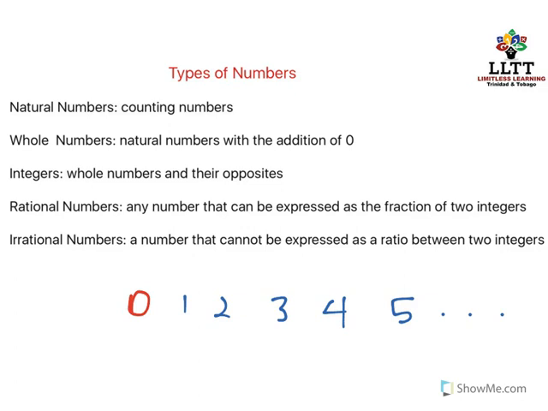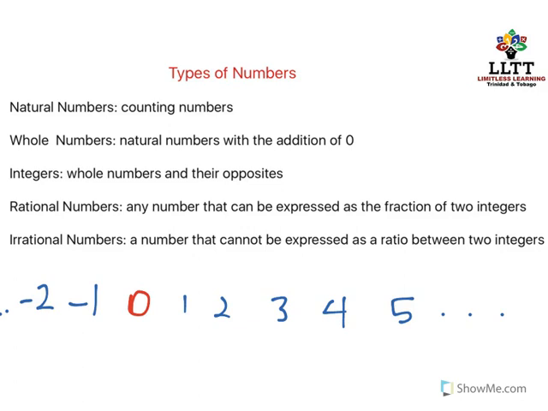Now, integers basically are whole numbers and their opposites, or it is the addition of negative numbers into your types of numbers. So now we have -1, -2, and so forth, -3, -4, all the way down to negative infinity. So that encompasses our integers, which are basically positive and negative numbers, inclusive of the number 0.